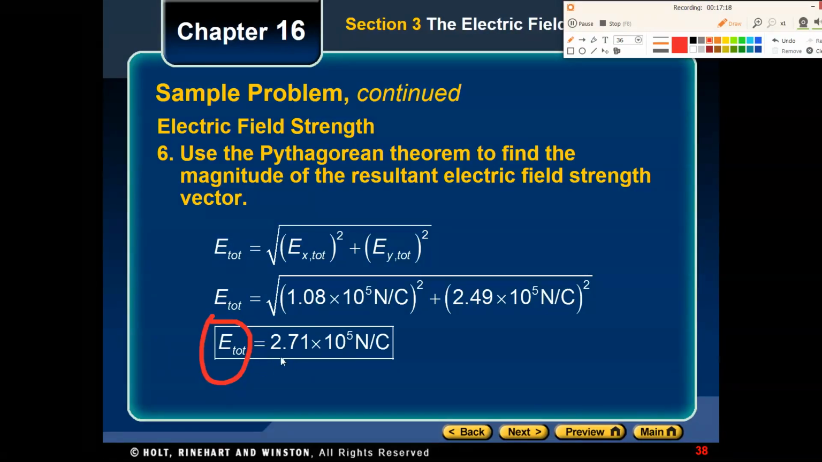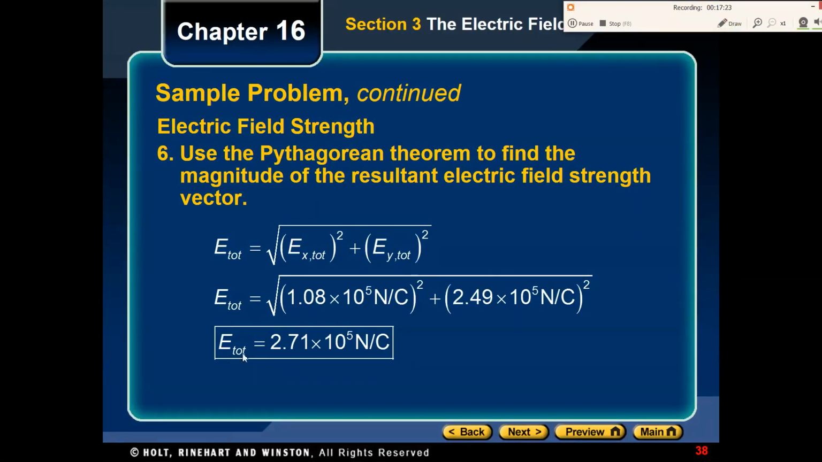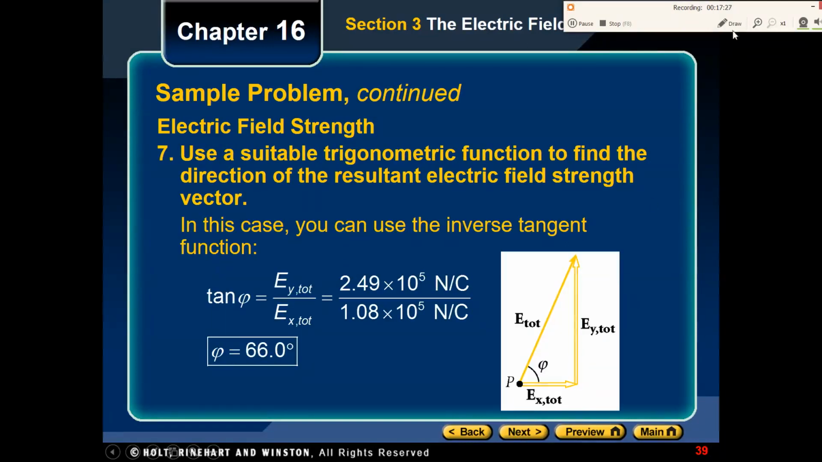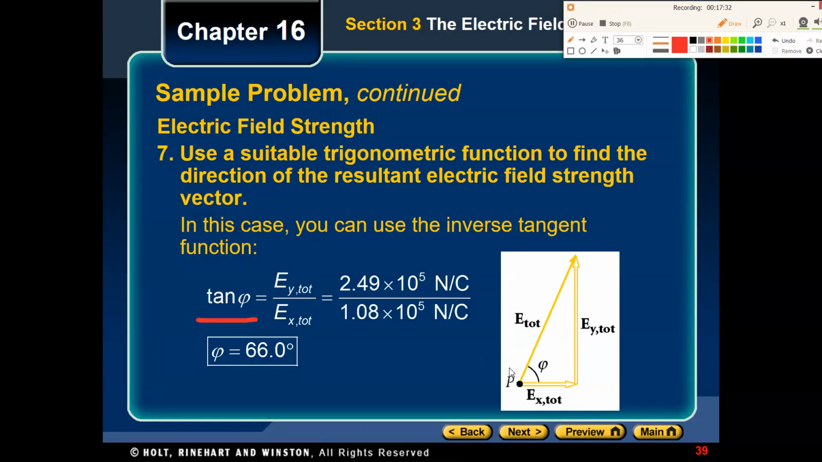However, you still need to figure out the direction. This is only the magnitude, and for the direction we use the tangent function to figure out this angle here. Tangent is opposite divided by adjacent, so it's Y divided by X. Taking the arctangent, you get 66 degrees.